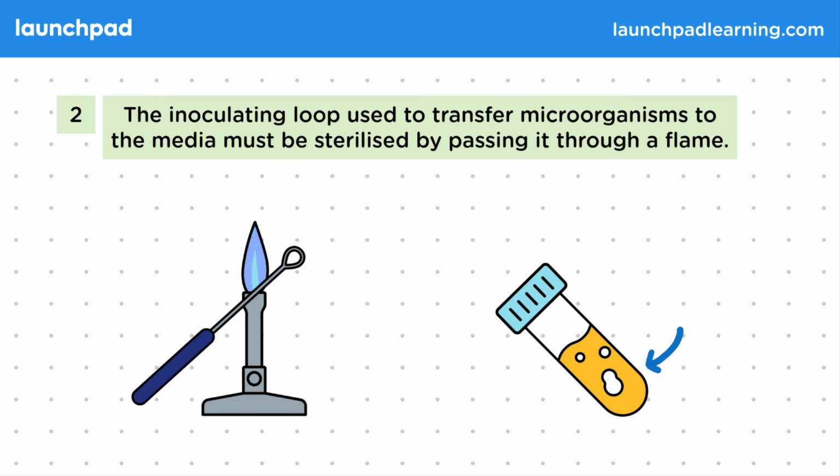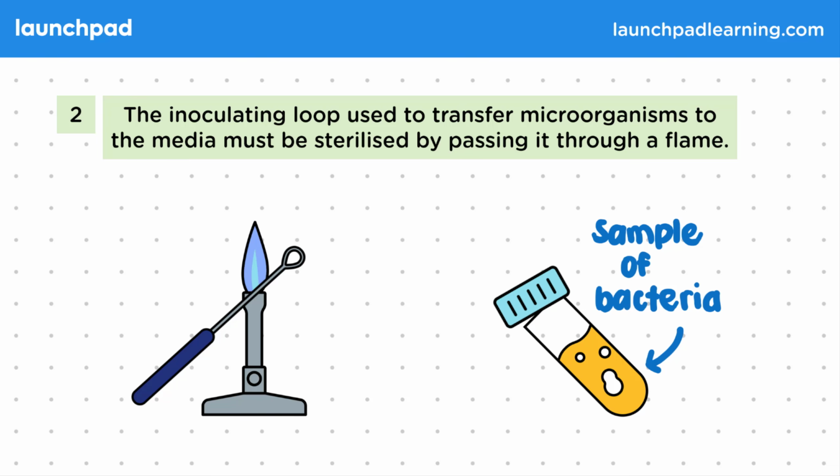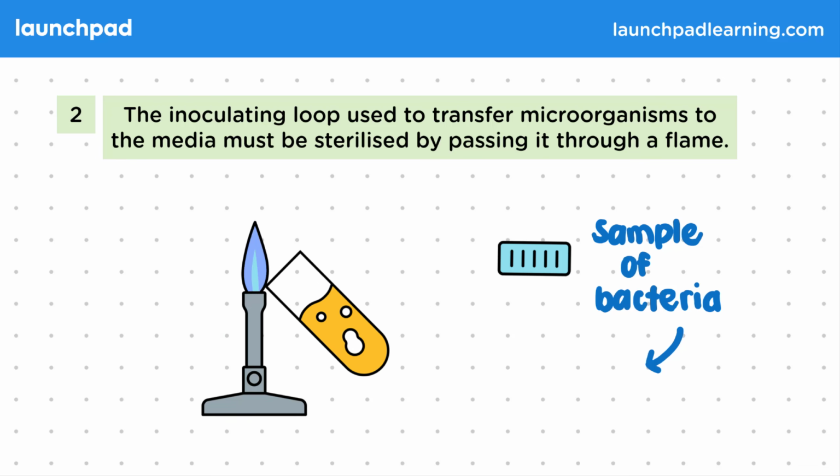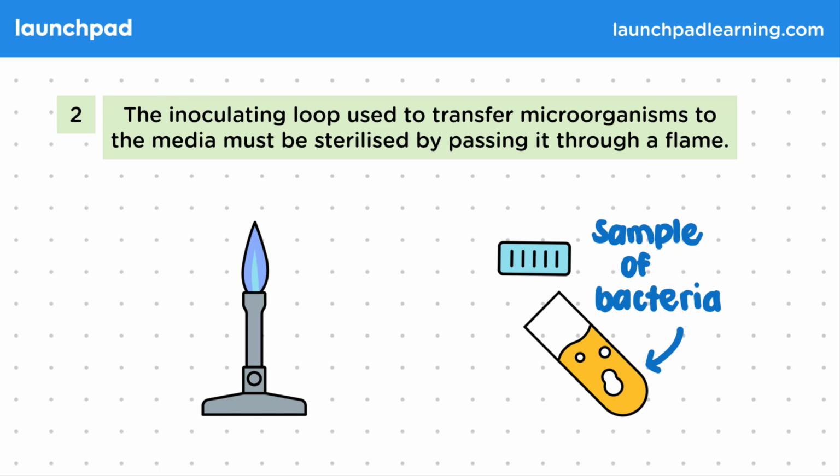This vial contains our sample of bacteria. When we open this to dip the inoculating loop in, we only remove the lid slightly. This is to prevent any bacteria or other microorganisms in the air from getting in and contaminating the sample. To further prevent contamination, we also flame the bottleneck. Now that we've done this, and once the inoculating loop has cooled down, we're going to dip the sterile loop into the sample.